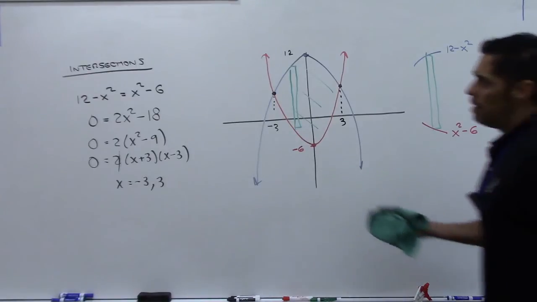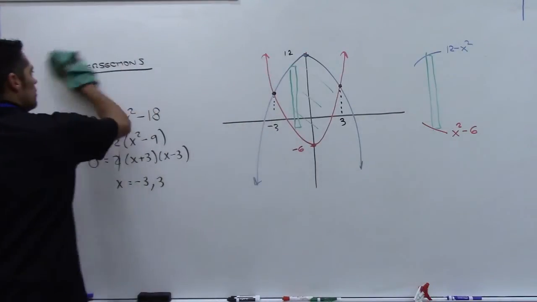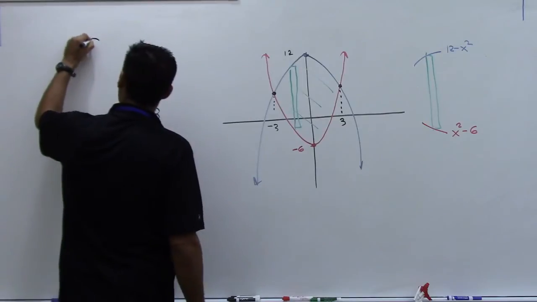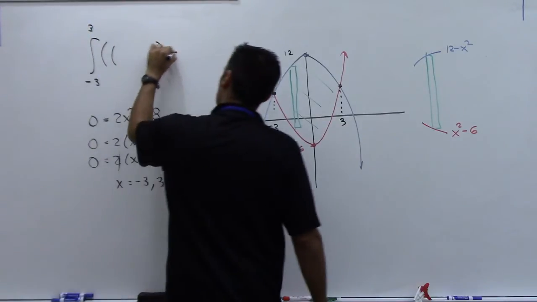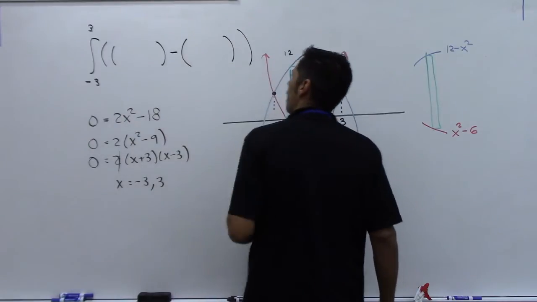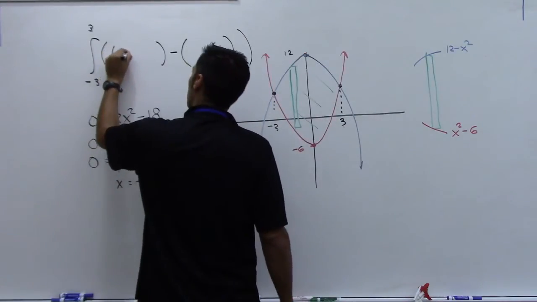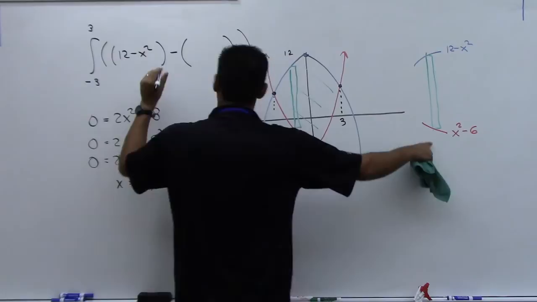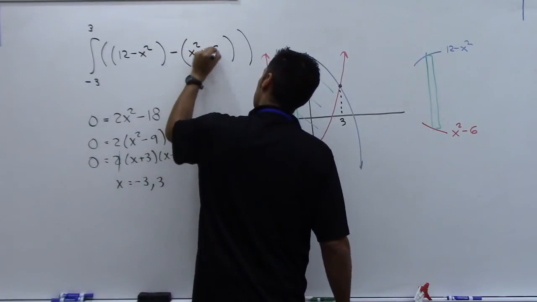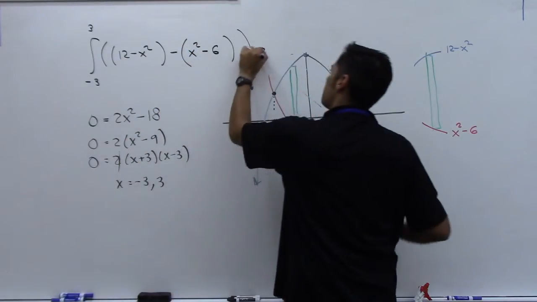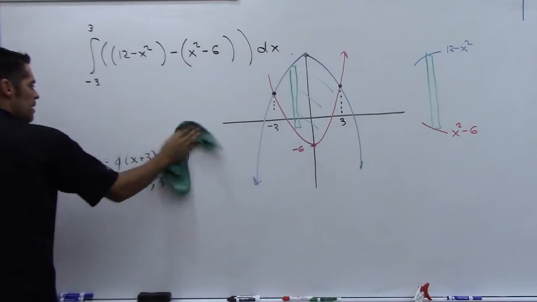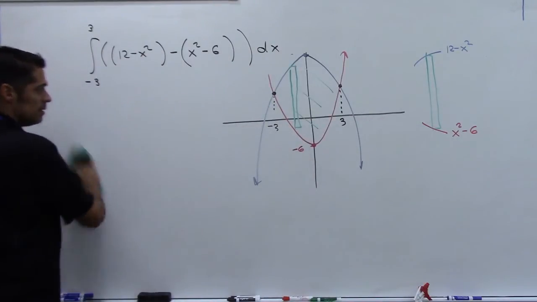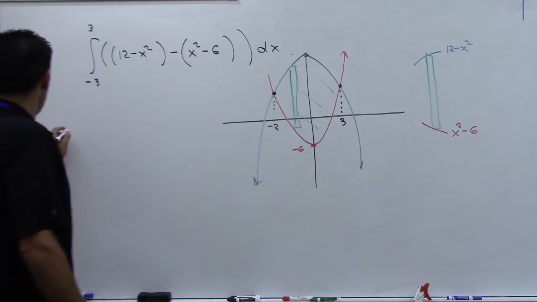So it's integral time. My integral is going to go from negative 3 to 3. It'll be the top function minus the bottom. The top function was 12 minus x squared. The bottom function was x squared minus 6. And this is integrating with respect to x, because I've got a vertical rectangle, and that's because I had functions of x.